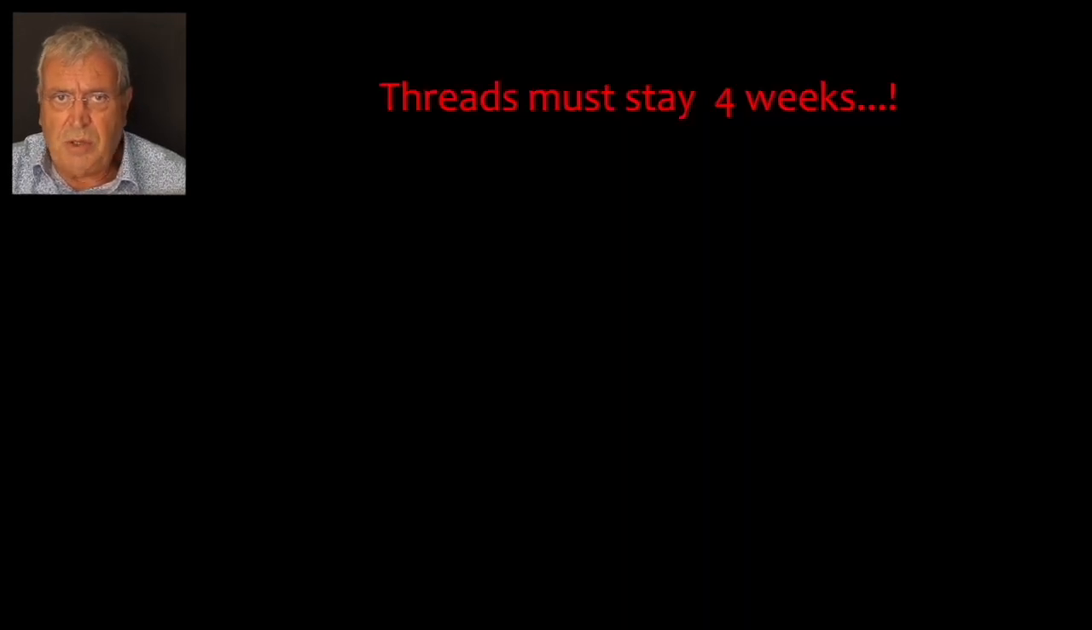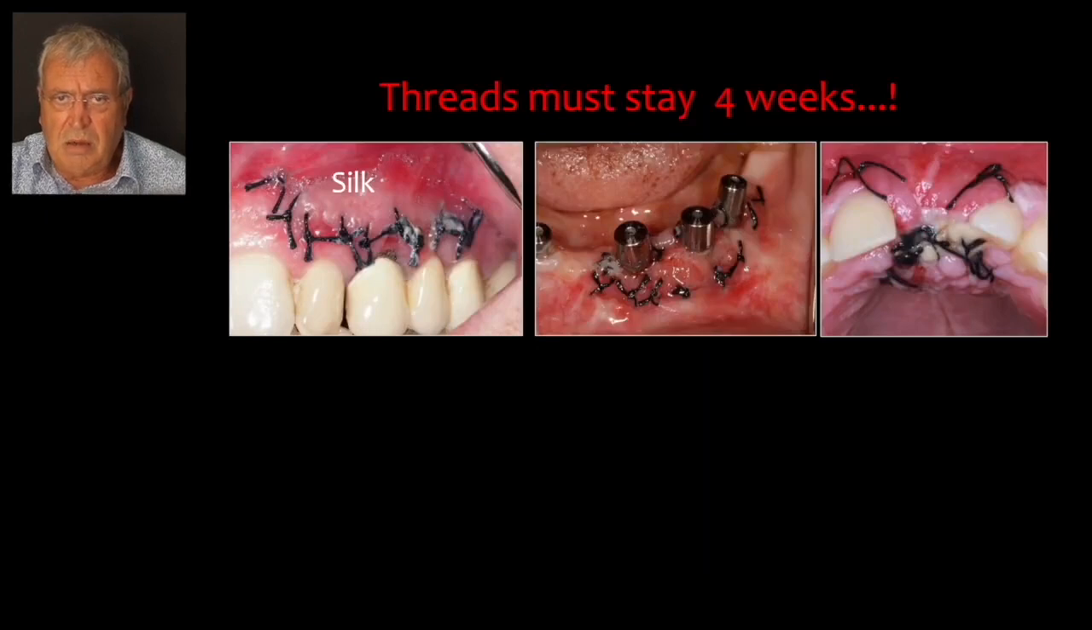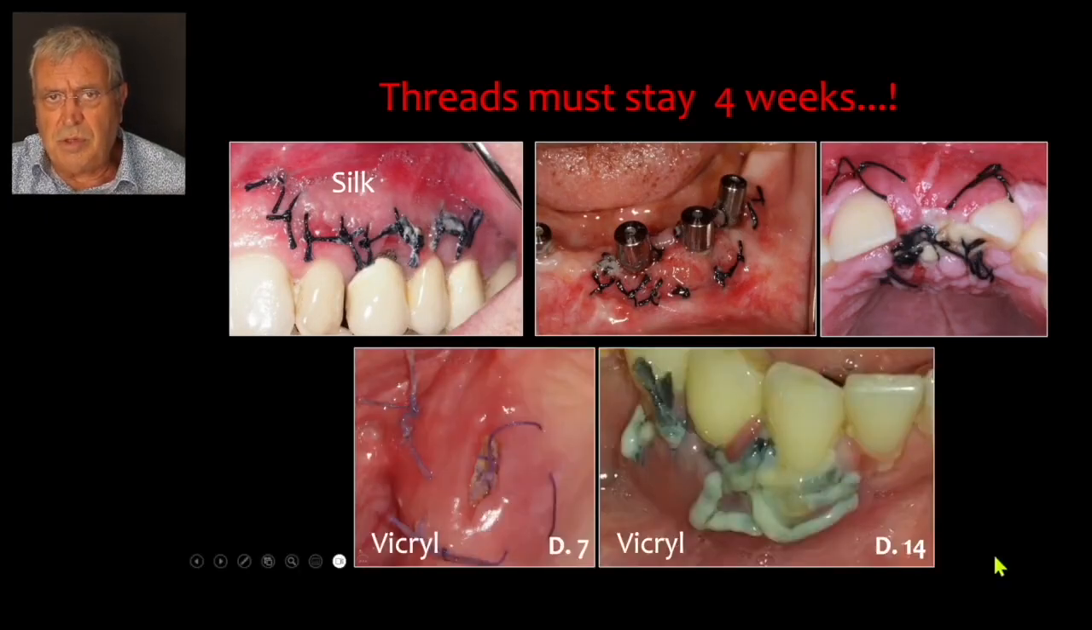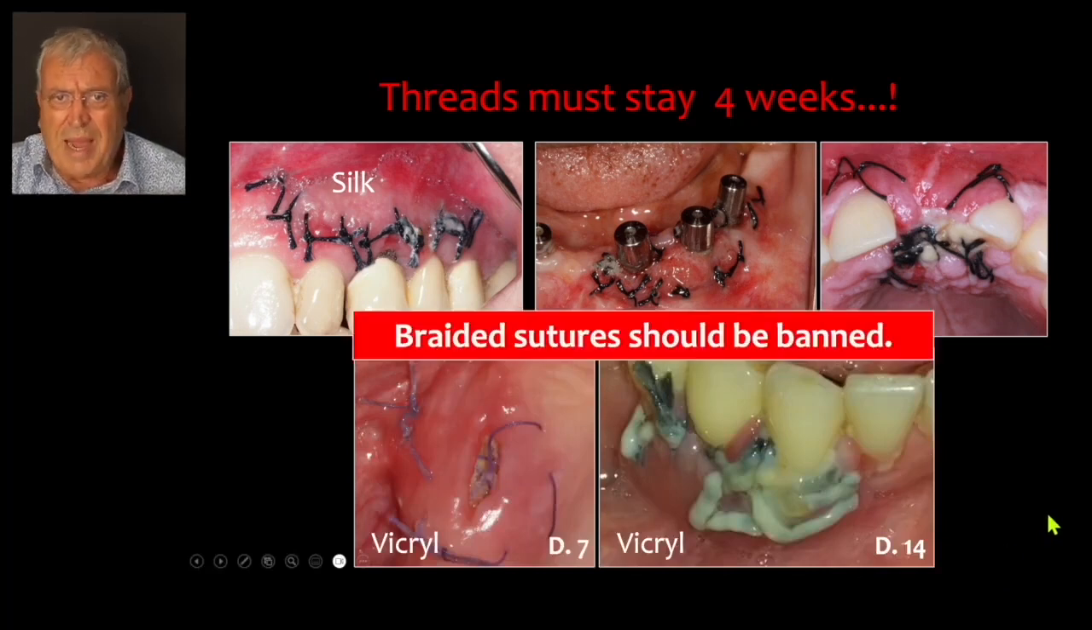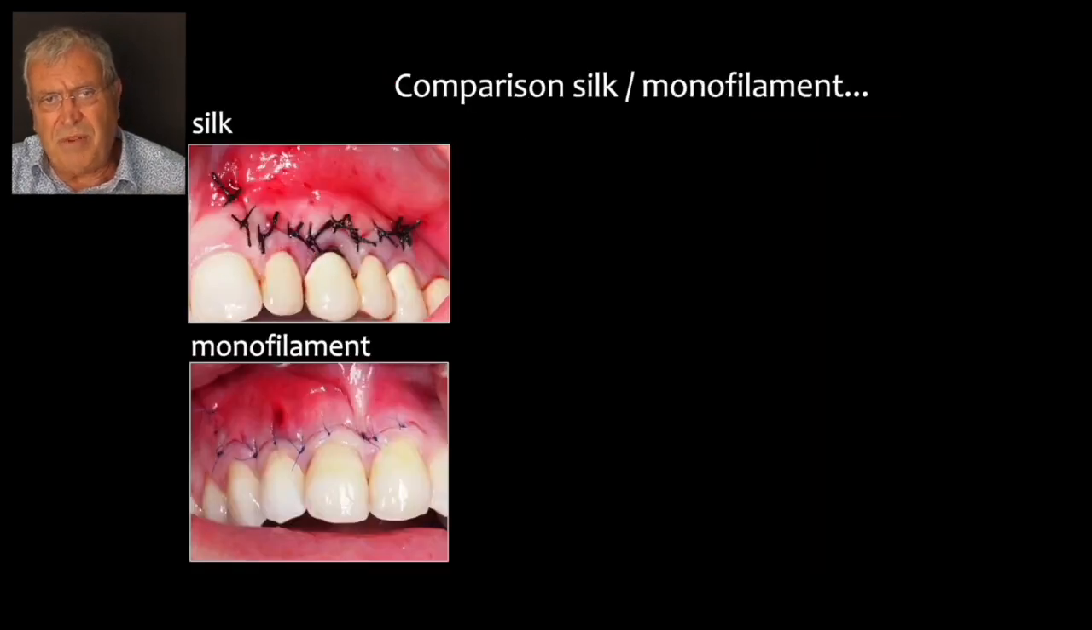Then we cannot use silk nor Vicryl because braided sutures will take a lot of plaque and a lot of bacteria. We should ban braided sutures. We should use only monofilament. And look at the difference in the inflammation.